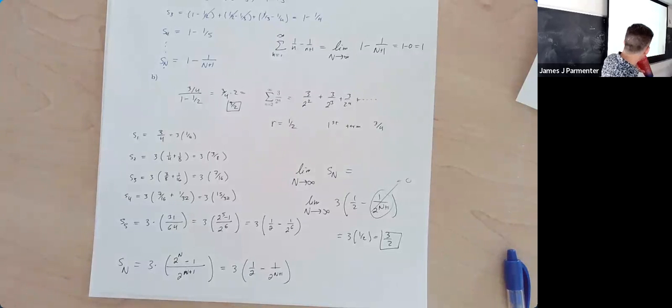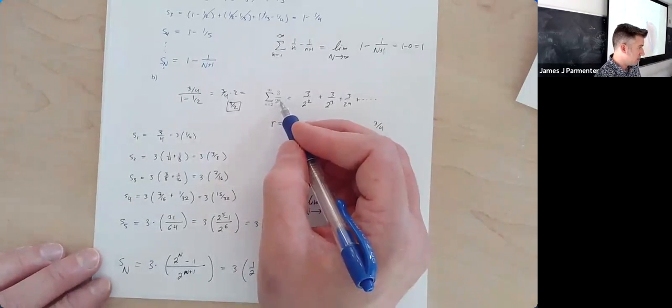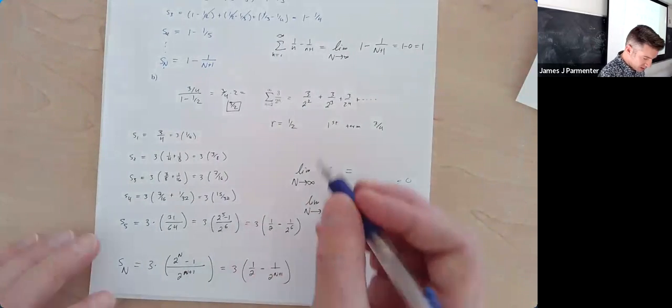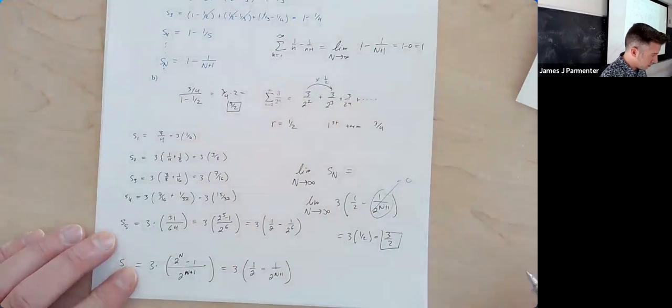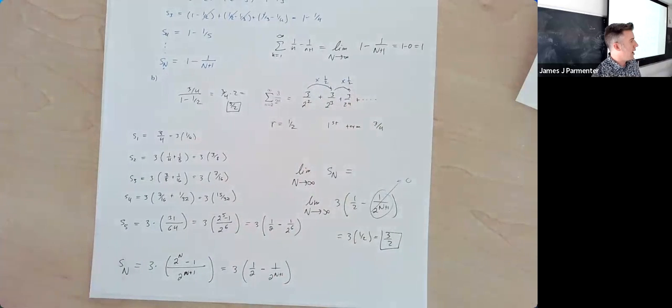Wait, where did the one half come from? Well, there's two ways to see it. I see that I have a 2 to the n in the denominator, so that's really a 1/2 to the n. So my r is 1/2. But I can also just look at each next term, right? This term times 1/2 gives me the next term. This term times 1/2 gives me the next term. And I can see that every time I'm just multiplying by 1/2 to get to the next thing.